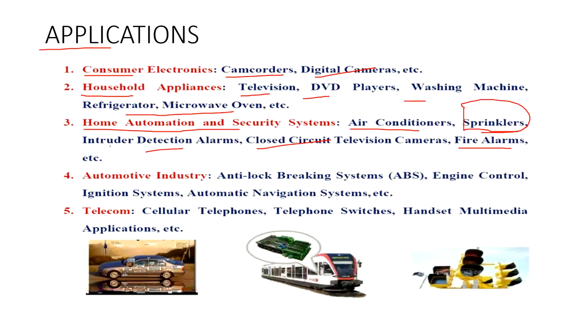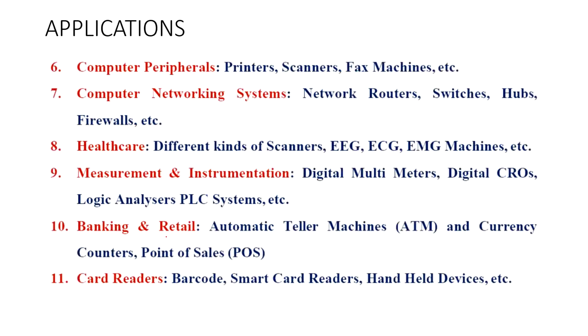Then we have the automotive industry. These are also applied in the automotive industry. Where have they been used? They have been used in anti-lock braking systems, ABS, in engine control, in ignition systems, in automatic navigation systems, etc. In the telecom sector also they are used in telephones, cellular telephones, telephone switches, handsets, multimedia applications and everything. Then they are also used in computer peripherals like printers, scanners, fax machines, etc. And in computer networking systems also, like network routers, switches, hubs and firewalls, etc.